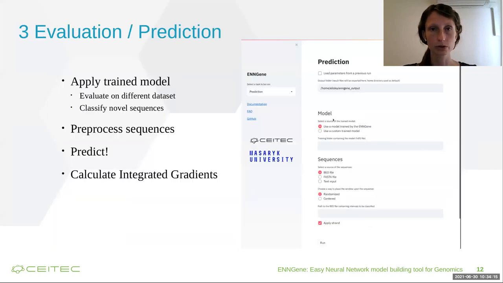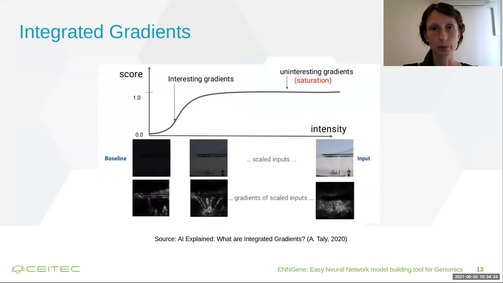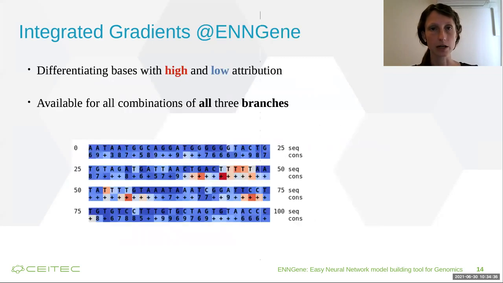In the last modules, the trained model can be used either to classify novel sequences, or it can be evaluated on different data. To help understand and interpret the predictions, we use the integrated gradients method. The integrated gradients are currently a widely used method for interpreting deep neural networks. In our case, it helps us to visualize each nucleotide and to see if it had low or high attribution to the prediction. It's adjusted for all the combinations of all 3 branches so that you can see what input contributed the most.